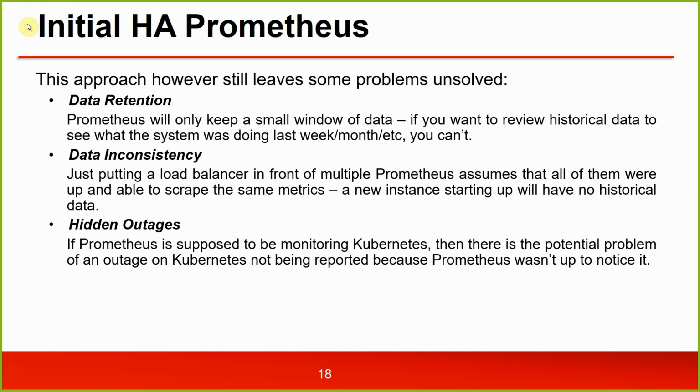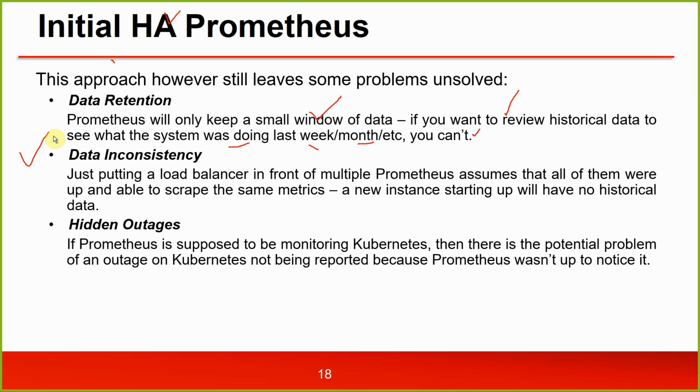For example, data retention. Prometheus will only keep a small window of data. If you want to review historical data to see what the system was doing last week or last month, you can't do that. Second is data inconsistency. Just putting a load balancer in front of multiple Prometheus instances assumes that all of them were up and able to scrape the same metrics, which may not be true. A new instance starting up will have no historical data, so there will not be consistency in the data.